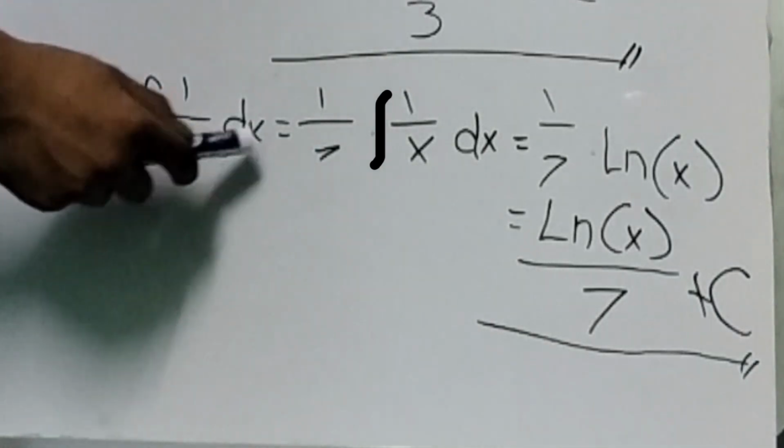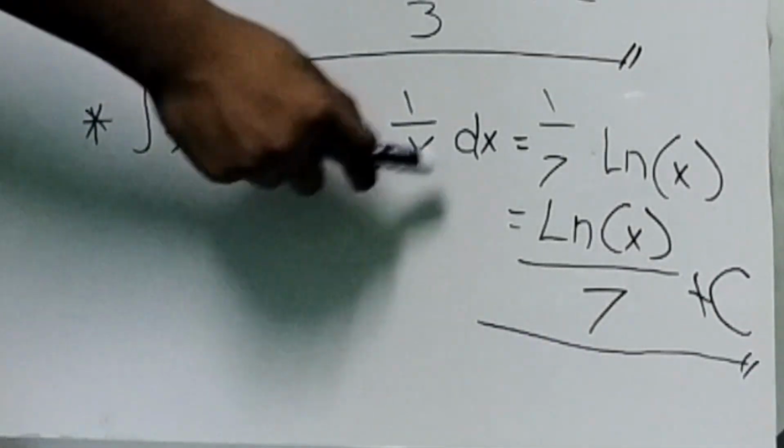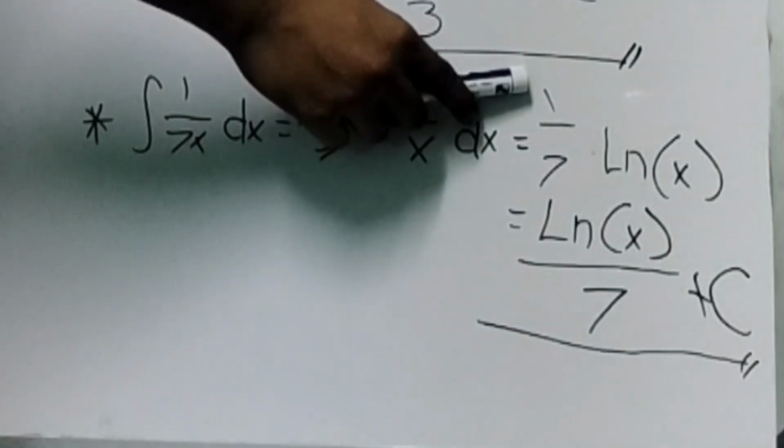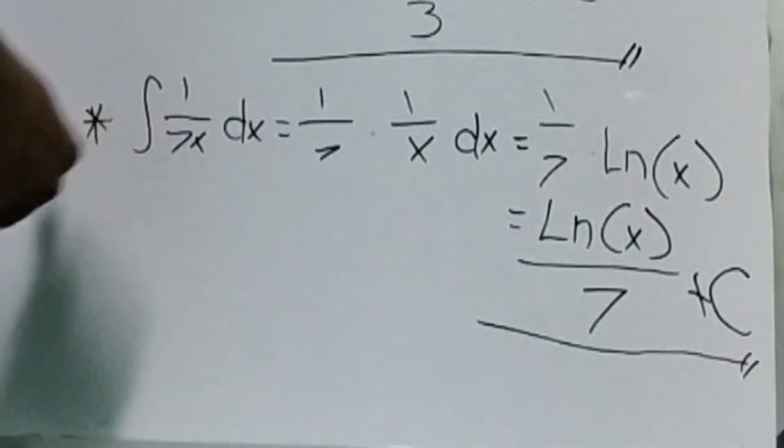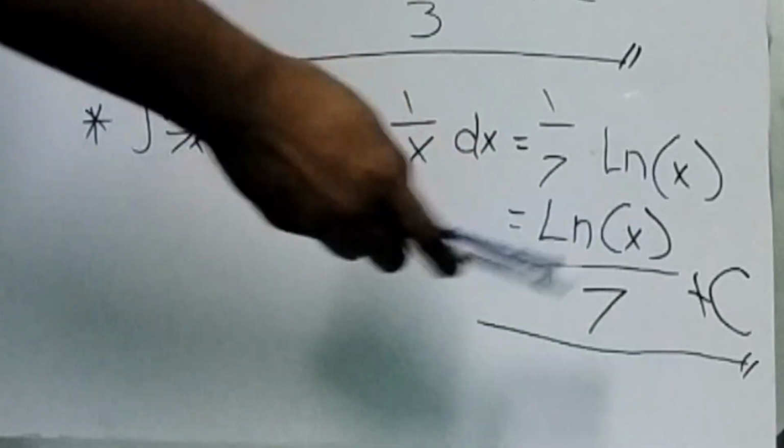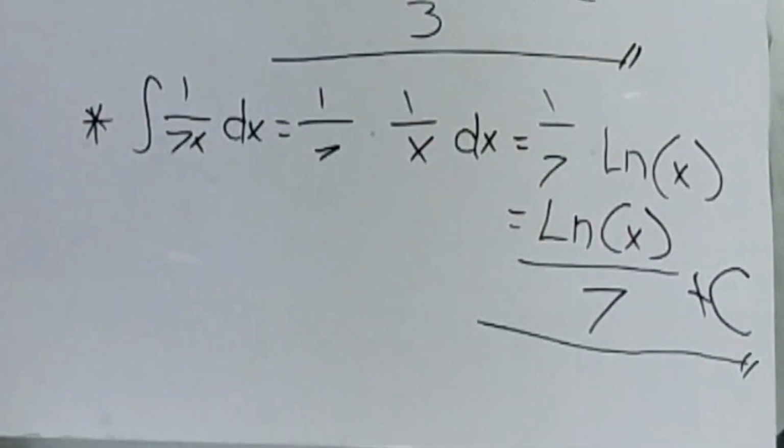For our second example, the same process happens. We have here the integral of 1 over 7x dx. We'll have 1 over 7 times the integral of 1 over x, which can be simplified to ln x over 7 plus c.